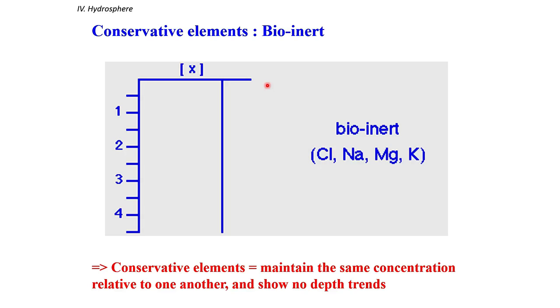Life would not be able to survive without these elements, but biology can't act fast enough to change their concentrations in the ocean. Because on the time scale of the ocean, how long it takes to mix, which is basically how fast the ocean circulates around, that's shorter than the residence time. If the residence time is shorter than the amount of time it takes to mix up the ocean, then you can get concentration variations.